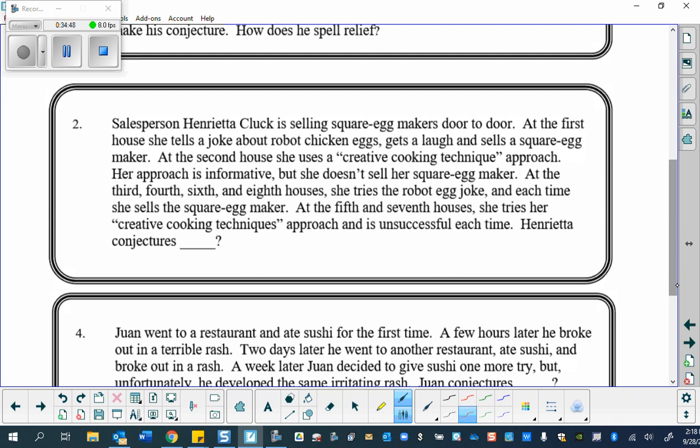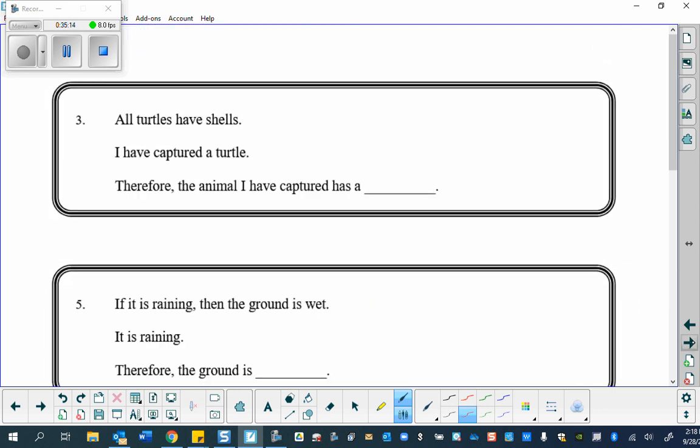Anybody in group number 2 want to tell me what Henrietta Cluck might say? Go ahead. So she's going to say, if I make a joke, then I'm going to make a sale. Inductive or deductive reasoning? Inductive. Inductive reasoning.